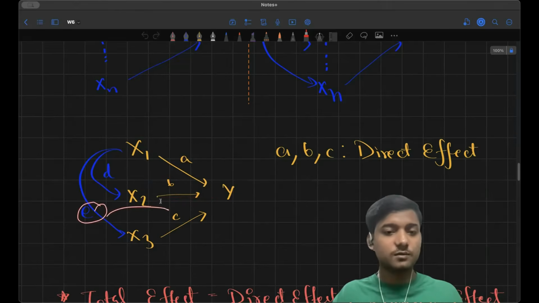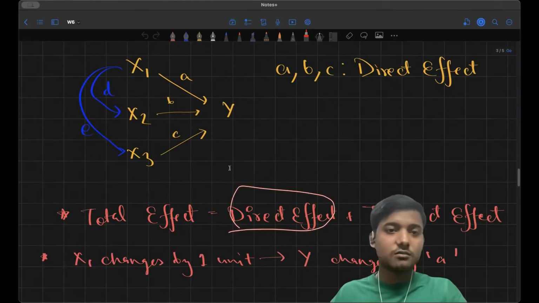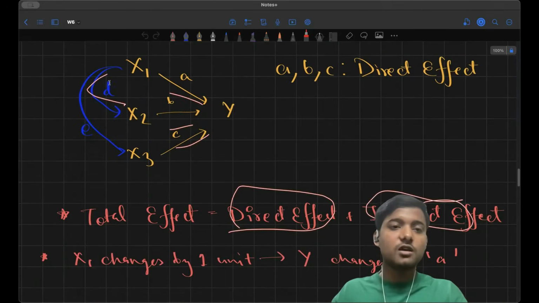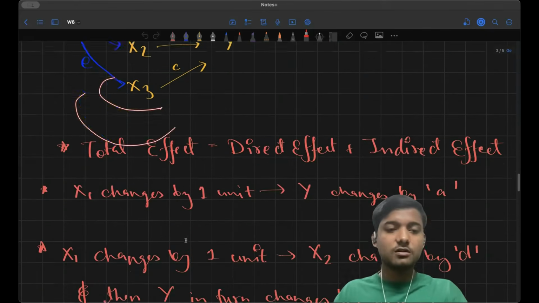Similarly, E into C. And then I will sum both of these things. So this is what you have. Total effect is going to be direct effect, basically these yellow arrows, and indirect effect is going to be the sum of products for these things, B into D plus E into C, right? So you can see this thing.